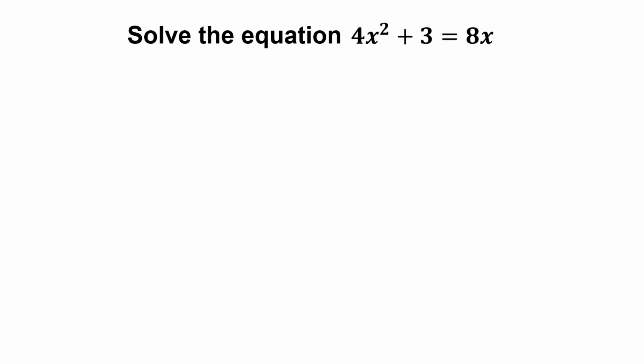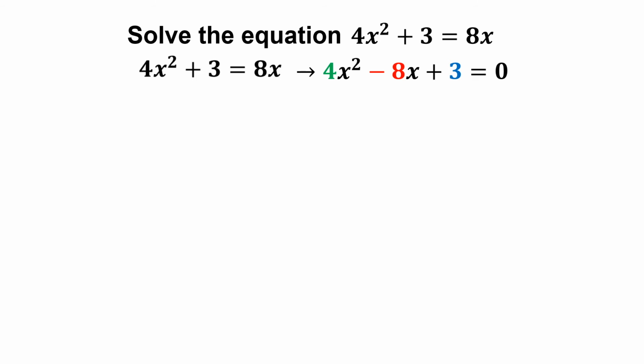Let's solve another quadratic equation using the quadratic formula. The equation 4x squared plus 3 is equal to 8x needs to be transformed in standard form to easily identify the values of a, b, and c. This can be done by subtracting 8x from both sides to get the equivalent equation 4x squared minus 8x plus 3 is equal to 0.